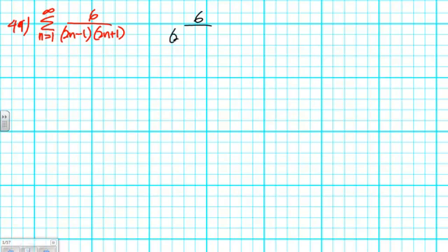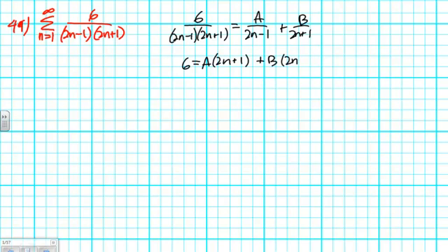6 over (2n minus 1) times (2n plus 1) can be rewritten as a fraction where A is over 2n minus 1 and B is over 2n plus 1. Solving for it with a common denominator, we end up getting that 6 is equal to A times (2n plus 1) plus B times (2n minus 1). Now, since this is true for all n, why don't we choose an n that's convenient for us? Why don't we try n equal to negative 1/2?